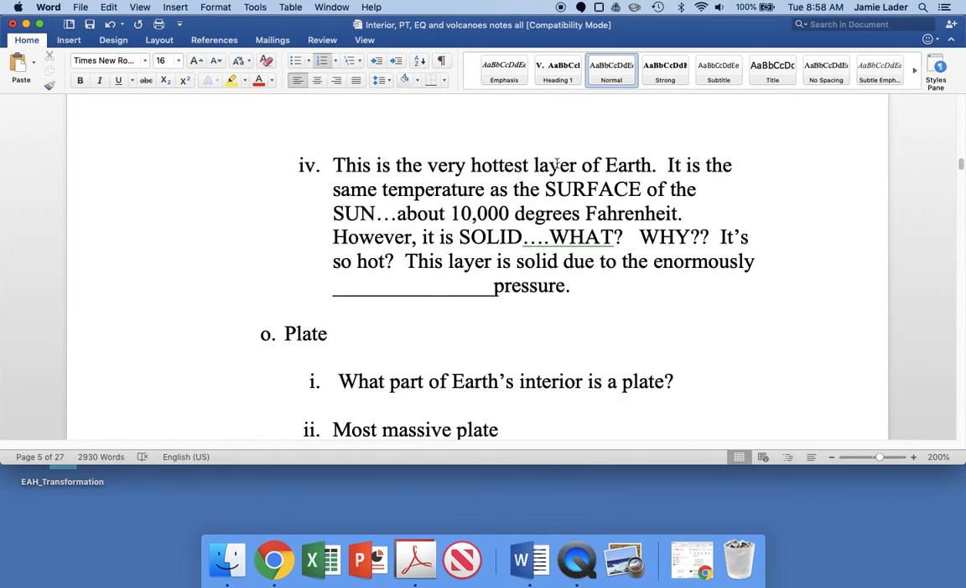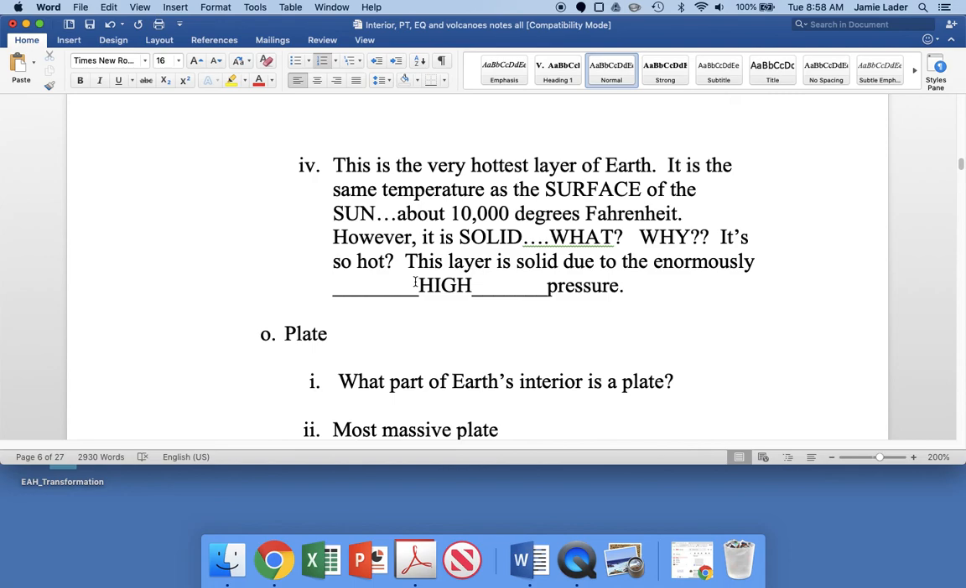It is the very hottest layer of the Earth, the inner core. It is the same temperature as the surface of the sun. And the surface of the sun is around 10,000 degrees Fahrenheit. That's what makes it an orange star. However, it is solid. And why is it solid? It is solid because of the pressure down there. Okay, so this layer is solid due to the enormously high pressure. When you increase pressure, you increase melting temperature.